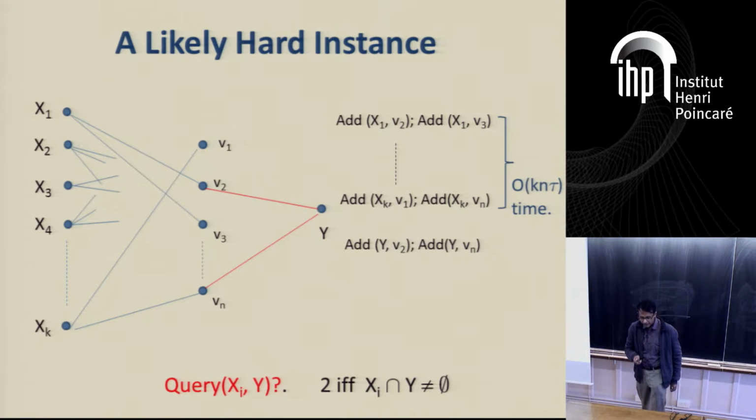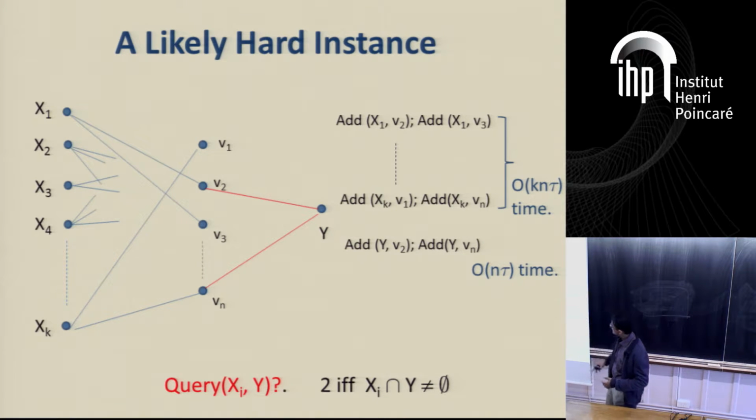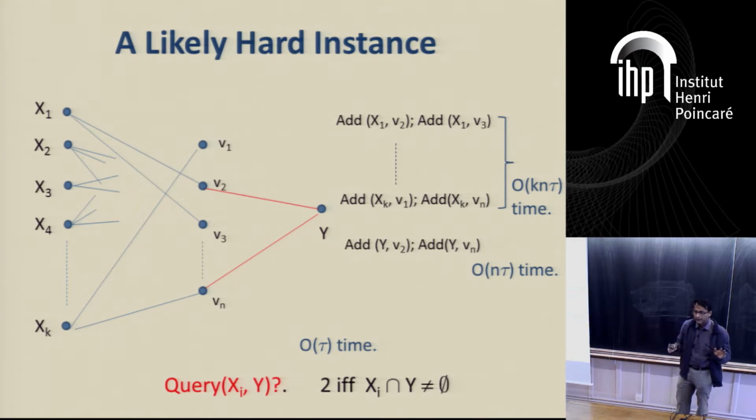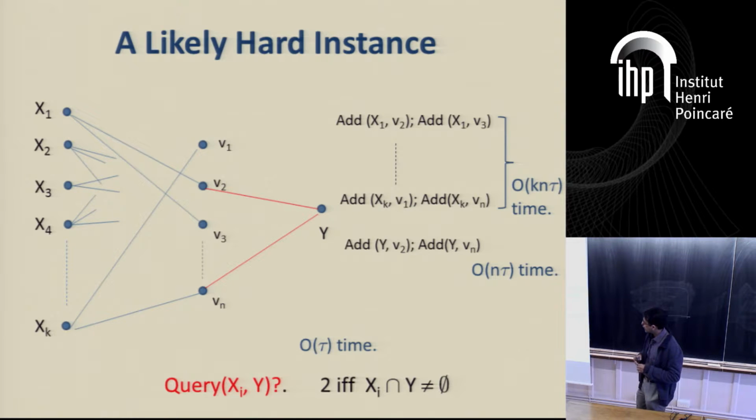So let's look at the time budget. There were kn requests that came in to build up the graph on the left-hand side. If I'm aiming for an amortized time of tau, then I get order kn tau time for phase 1. In phase 2, I have n requests potentially, specifying what needs to be connected to y, and so I get at most order n tau time. And then in phase 3, again, if I'm shooting for amortized time tau, I should be able to give out the answer in just order tau time.